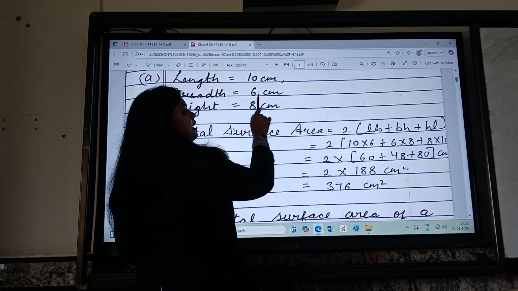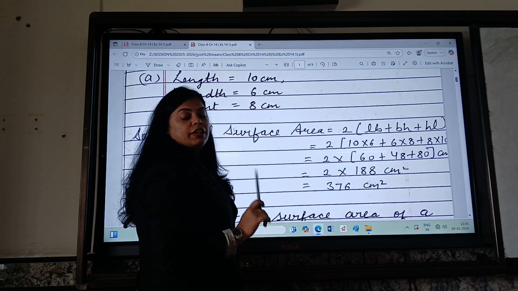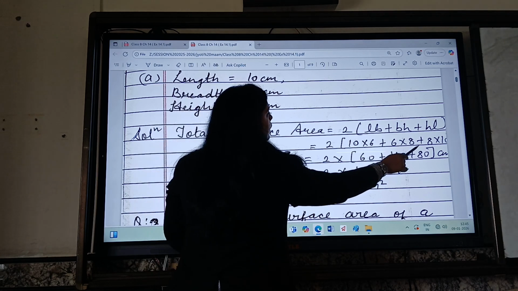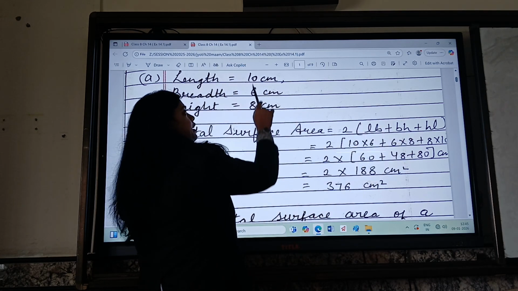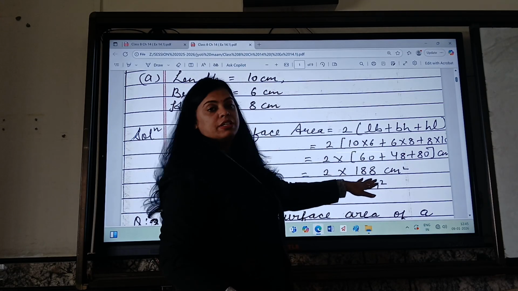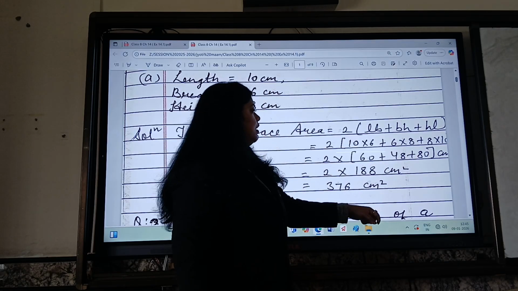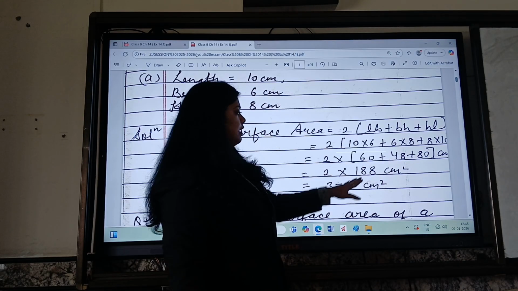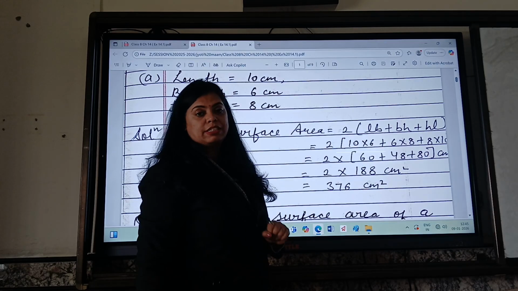In place of breadth, I will write 6. In place of H, I will write 8. So 6 into 8, and here H into L means height into length, means 8 into 10 I will write. So you will be having calculation steps like this: 10 multiply 6, 60, 48 and 80. You will add all these numbers having 188, and after multiply you will be having 376.